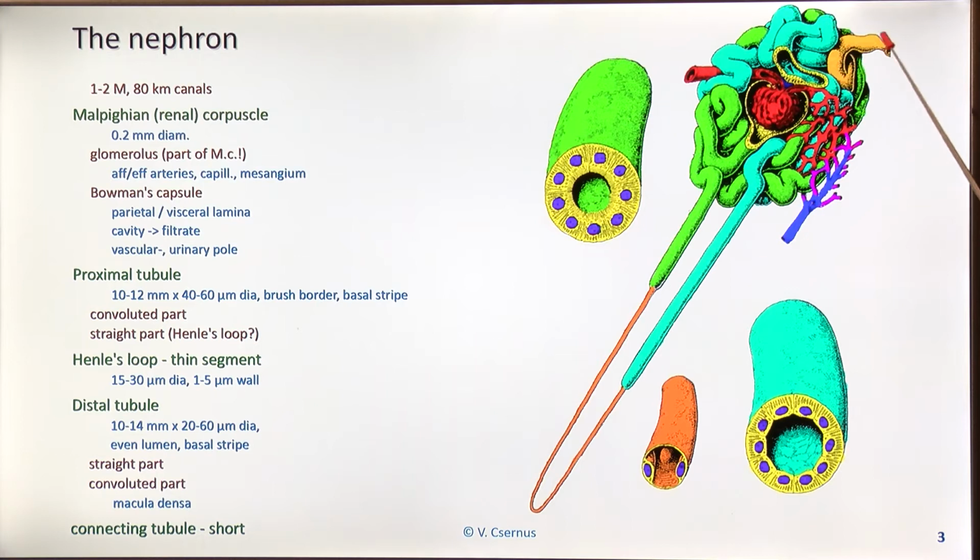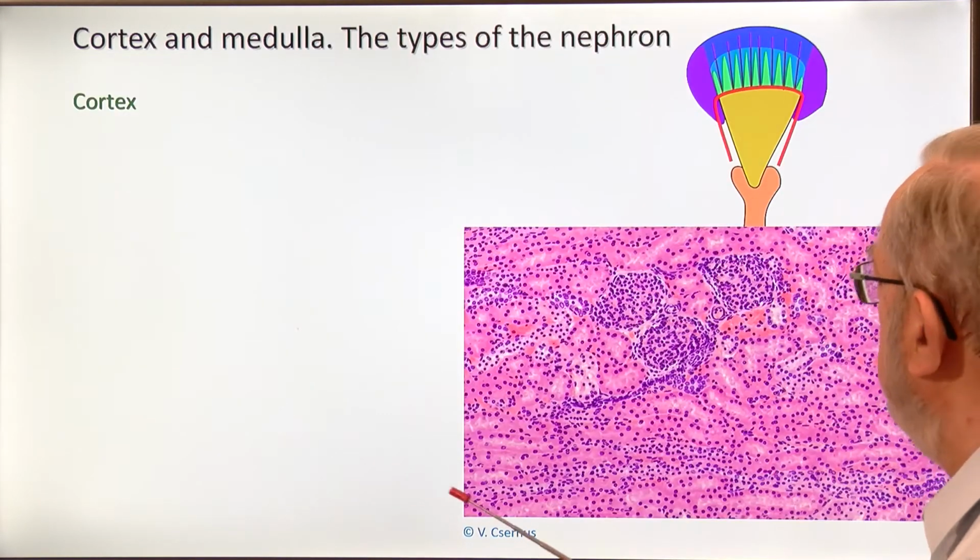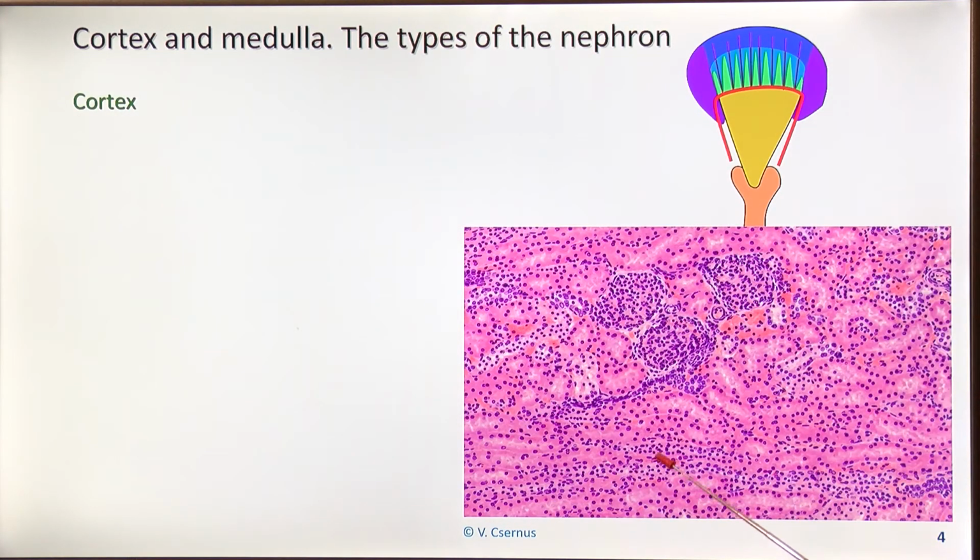Finally, we have a short collecting tube. This is already not active. The ready-made urine is there, and this connects the ready-made urine to the papillary ducts, the ducts of the medulla papilla. Okay, let's see some further details. So now, hopefully, you have become a little bit more familiar with this system.